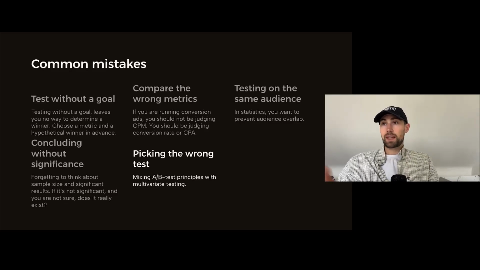The fifth mistake is picking the wrong test. Both A/B testing and multivariate testing have a purpose, so it's very important that you pick the right one at the right time.